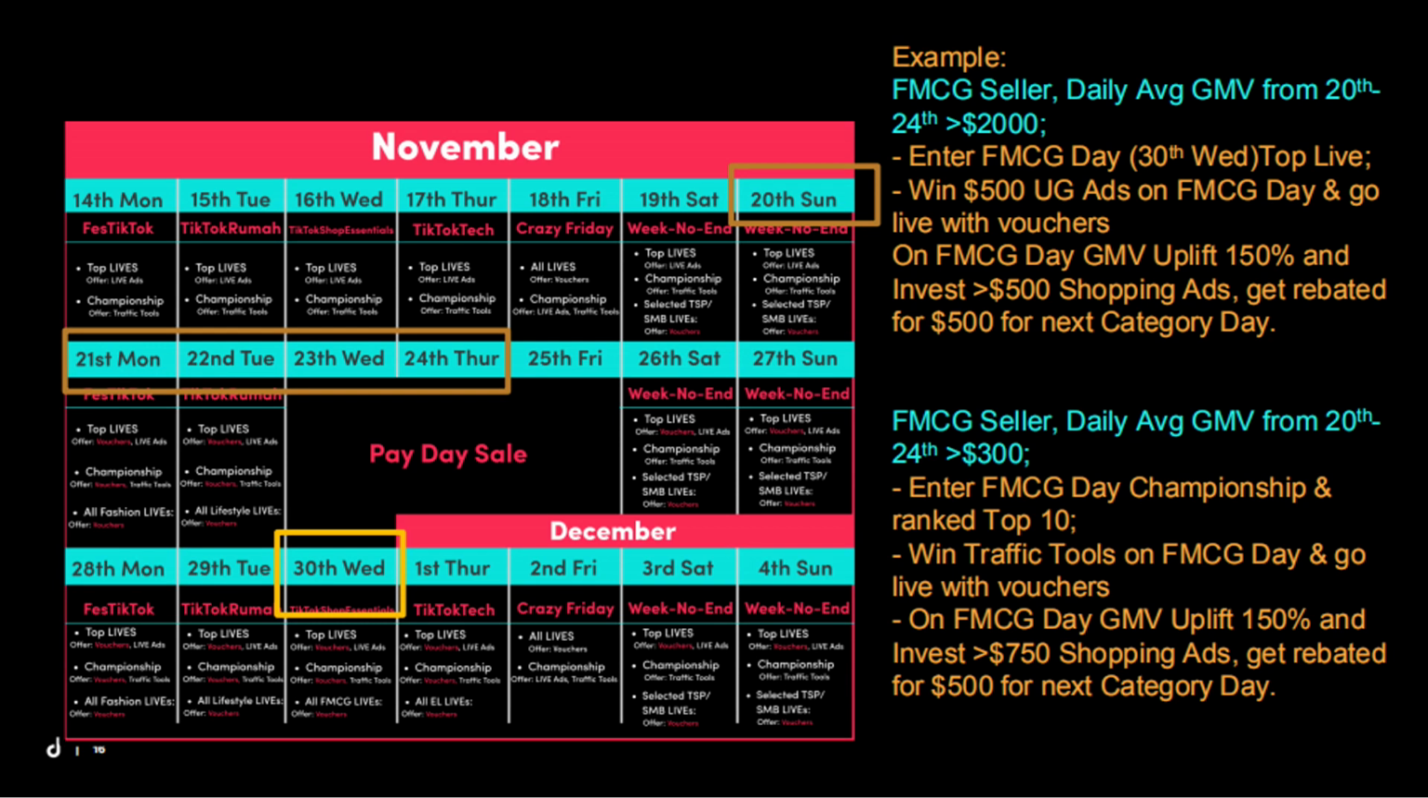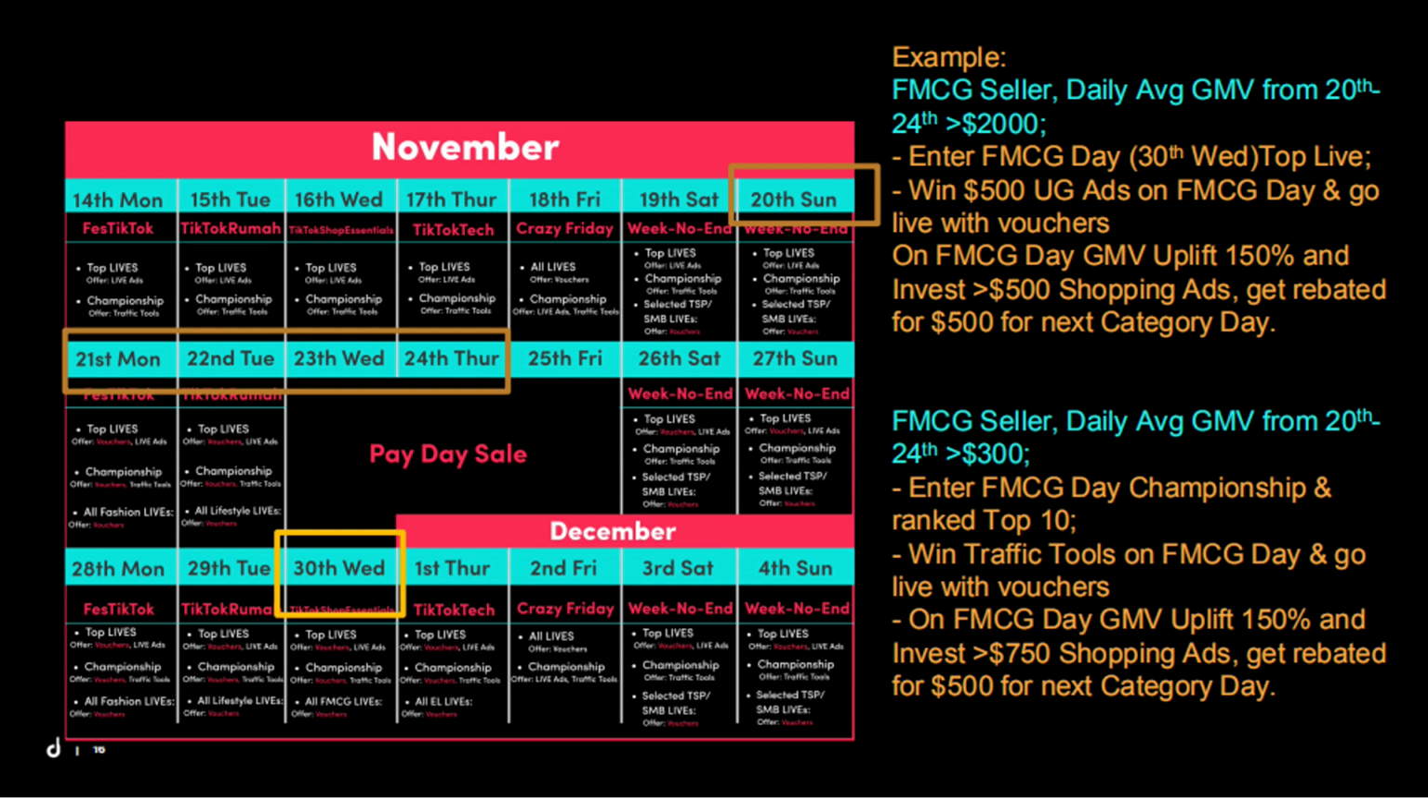And my daily average GMV from this period is higher than 2,000. Then I can enter the FMCG day for the top live mechanism on the 30th. That means I will be rewarded with $500 USD shopping ads on the 30th Wednesday. And I will also get the category vouchers as long as I go live. And on this very day, the FMCG day, my GMV uplifted by 150% compared to this daily average period.